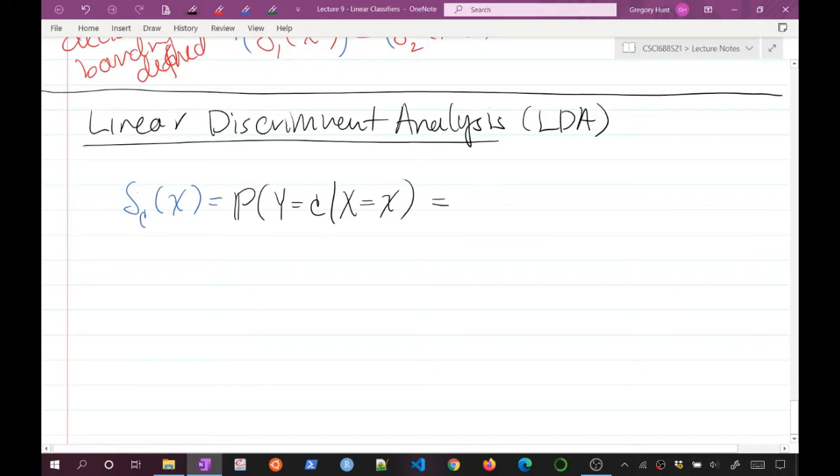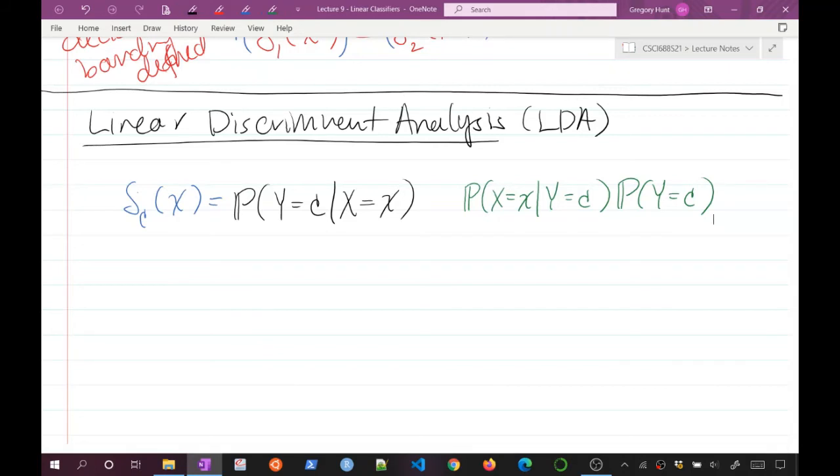We said that we can basically use Bayes' rule, and this is exactly proportional to the probability that x is equal to little x given y is equal to C times the probability that y is equal to C. And we can ignore the denominator in this rearrangement of Bayes' rule because it doesn't depend on c. And since we maximize over c, it doesn't matter if we multiply everything by a constant or not. So we can just ignore that denominator, right?